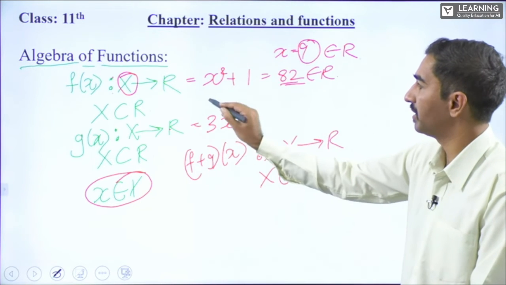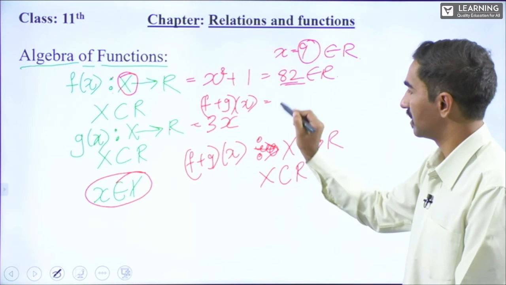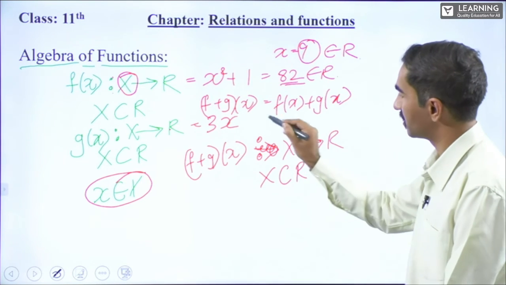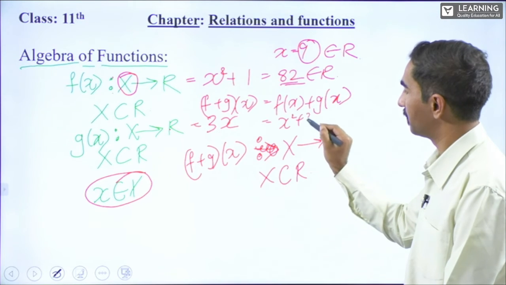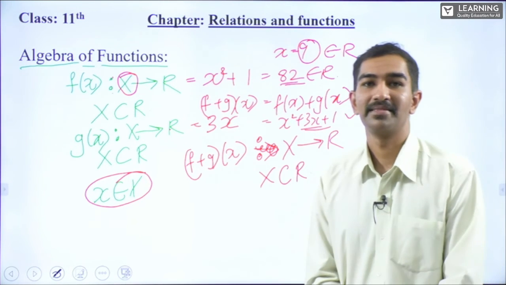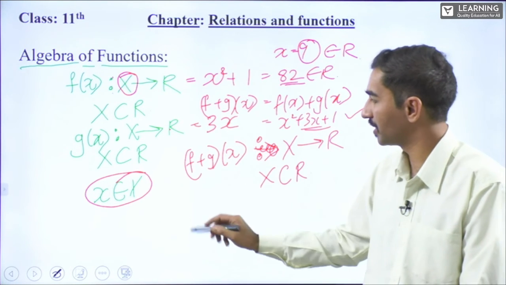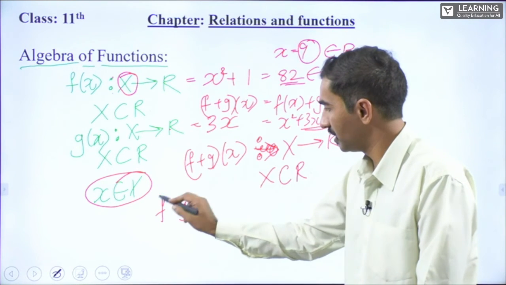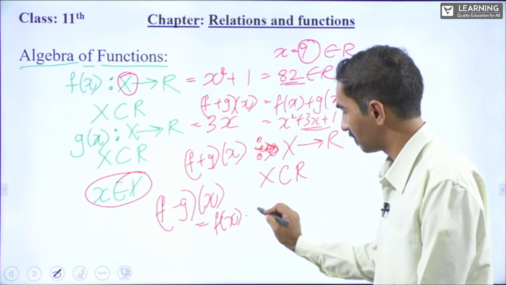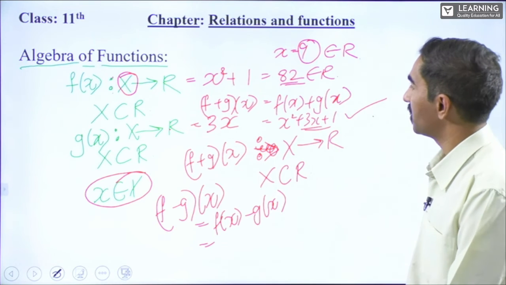Now if you want to add the functions, f plus g of x is written as f of x plus g of x, which is given by x square plus 3x plus 1. This is the right answer. Understanding? So this is addition of functions. Similarly, subtraction of functions, f minus g of x is given by f of x minus g of x, which is equal to, what is f of x?